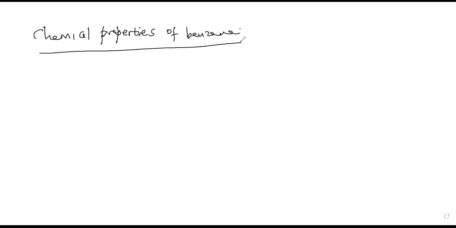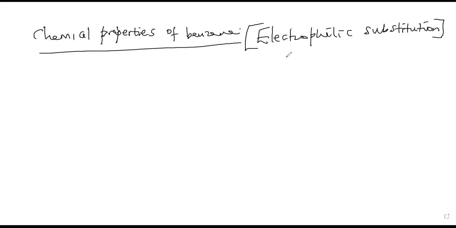Now, as I've told you before, benzene does not undergo addition reactions like other alkenes, but mainly undergoes electrophilic substitution in the ring. So basically, we are going to look at electrophilic substitution. That substitution takes place in the ring. The word electrophilic comes from the word electrophile, and electrophiles are species which are electron deficient, meaning that electron deficient species are replacing the hydrogen in the benzene ring.